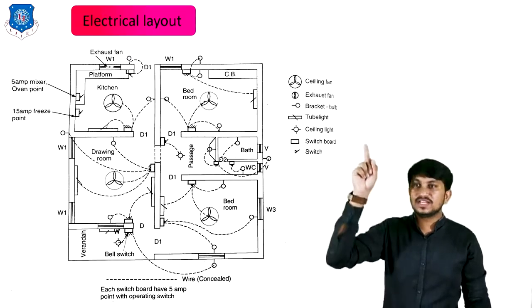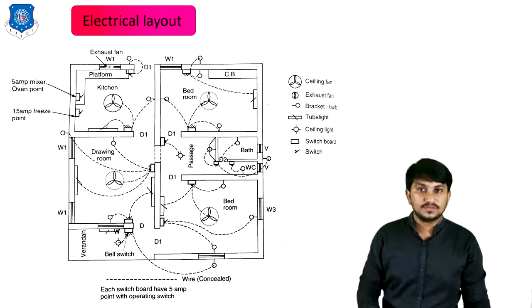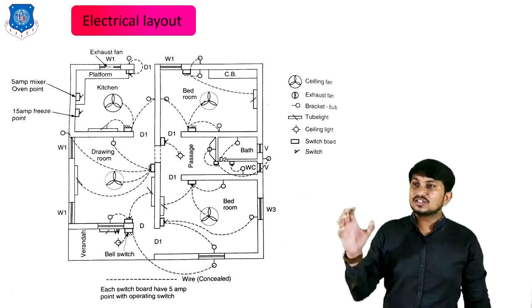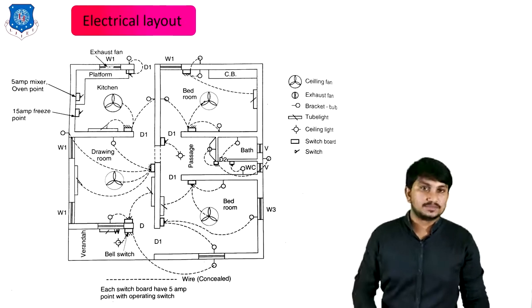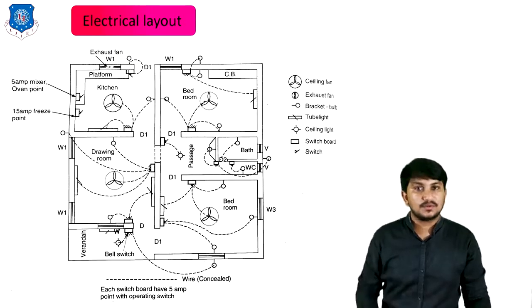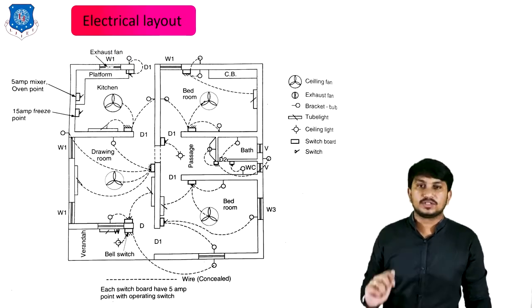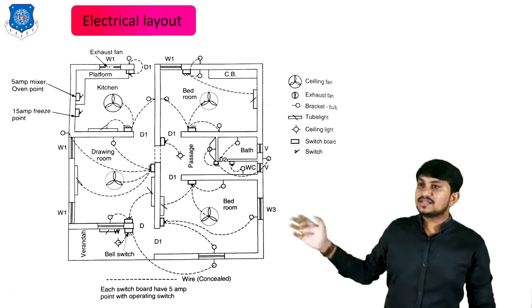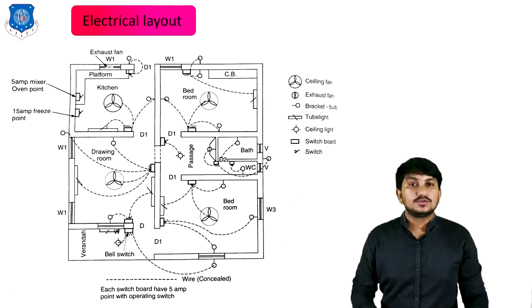The sign of the ceiling fan is shown in this figure also. Then an exhaust fan is provided in the kitchen. Various bulb sockets are provided in all the rooms, including the bathroom and water closets. Various tube lights are provided in large rooms.